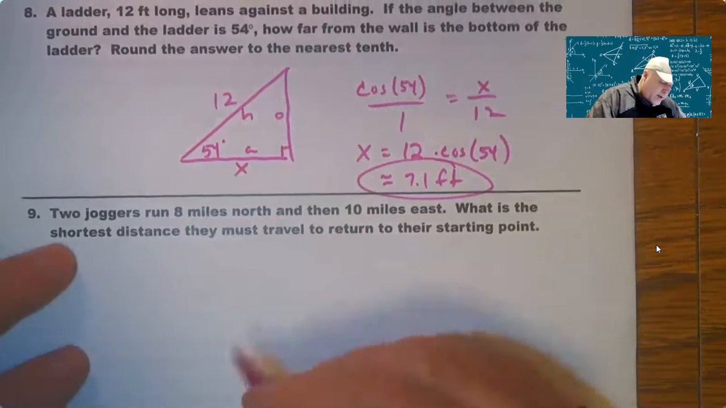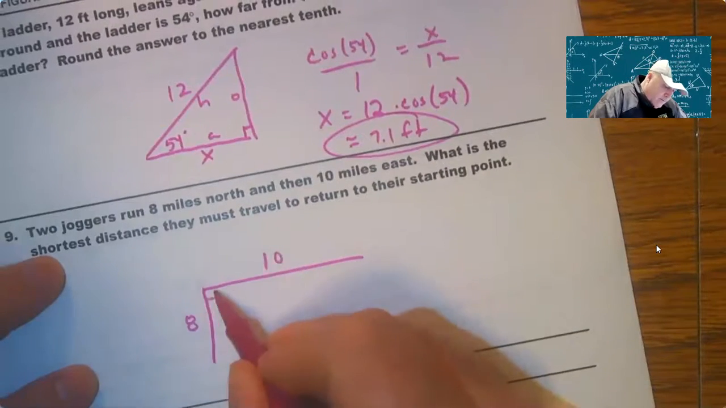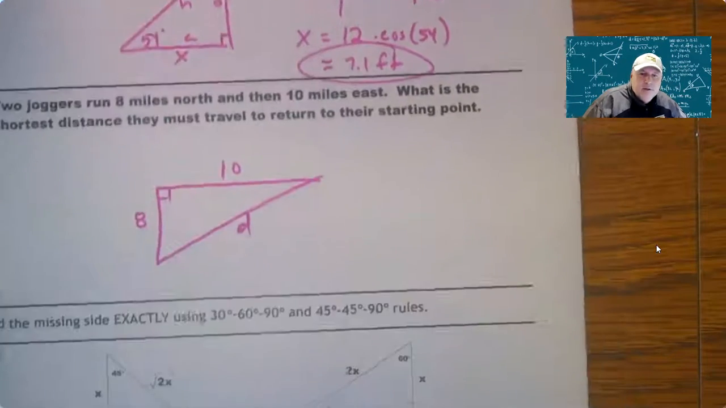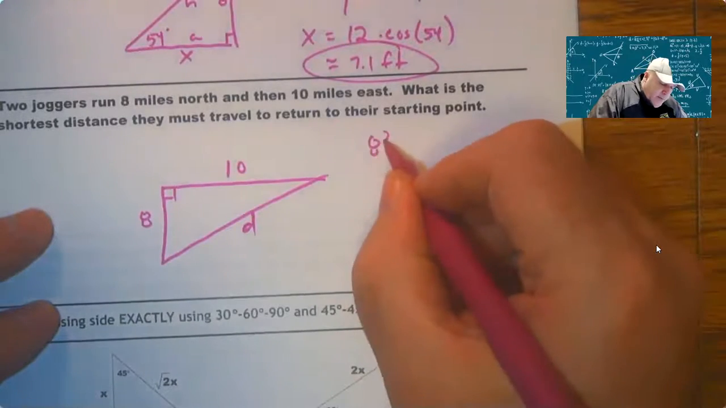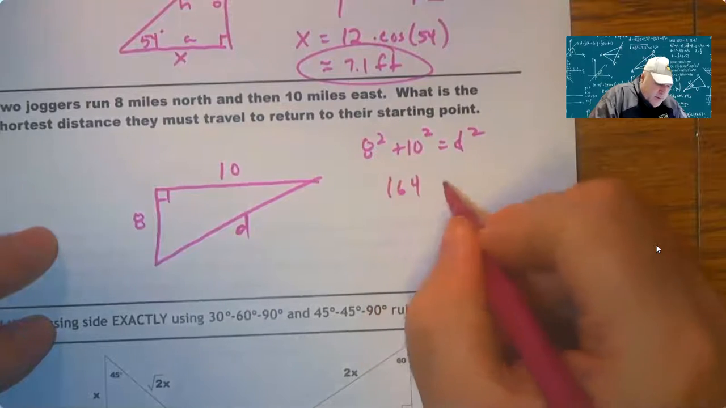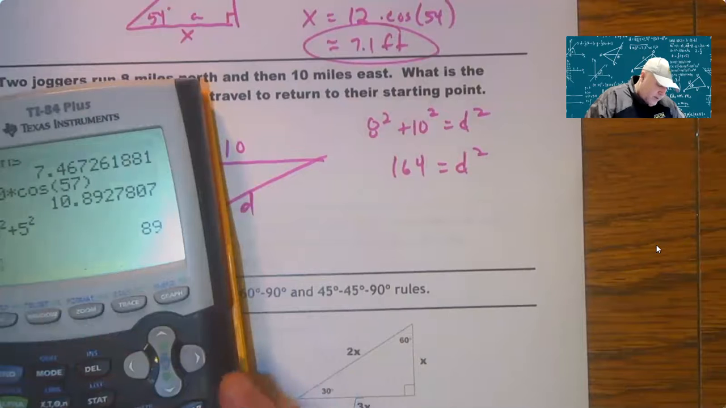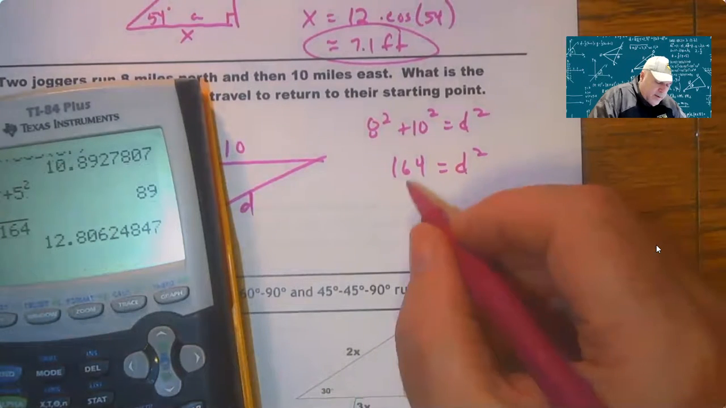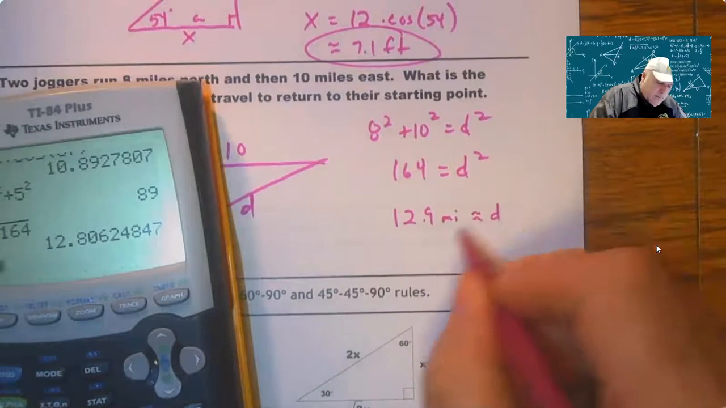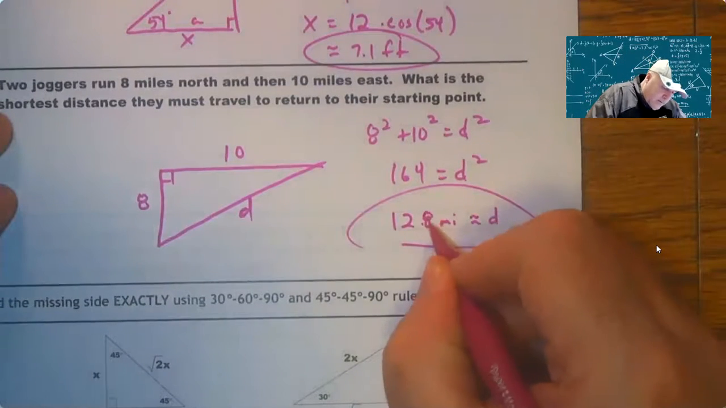Problem 9, so we're going to go 8 miles north and 10 miles east. And then how far is that? Call it D this time. So 8 squared plus 10 squared is D squared. Remember, you want to trace the right angle. That tells you your A squared plus B squared every time. 12.9. Oh, 12.8. I rounded wrong. Sorry. 12.8.